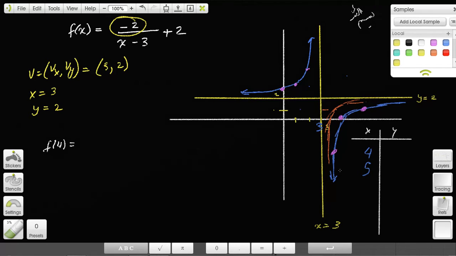You plug it in for negative 2 over 4 minus 3 plus... That's what I just said. Okay, 4, good. Plus 2. Okay. Then? And then that equals negative 2 over 1. Plus 2. And then that equals... What am I doing too fast for you? Okay. Then?